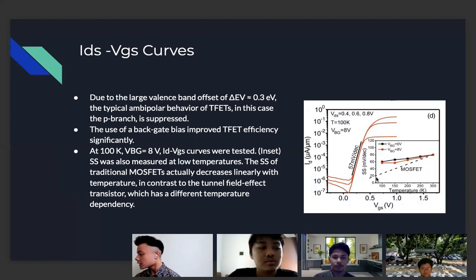And last but not least, we can see here, I hope you can see my cursor, that there is a dotted line that decreases linearly with the temperature for the MOSFET, in contrast to the TFET. So basically it's different. You can see that the temperature and the SS actually decrease linearly. And we can see the parameters here. Maybe this will be elaborated later on.